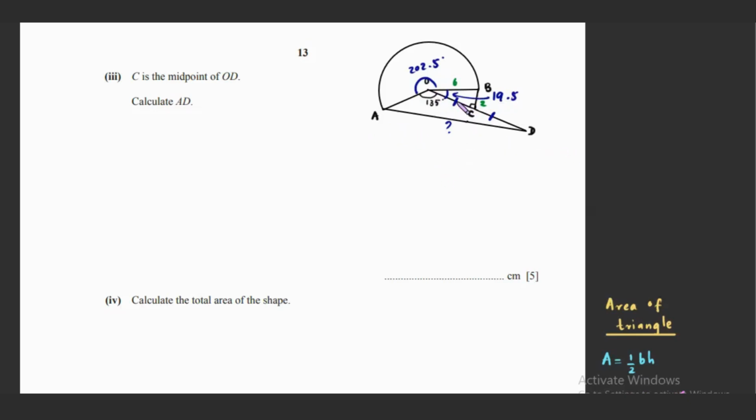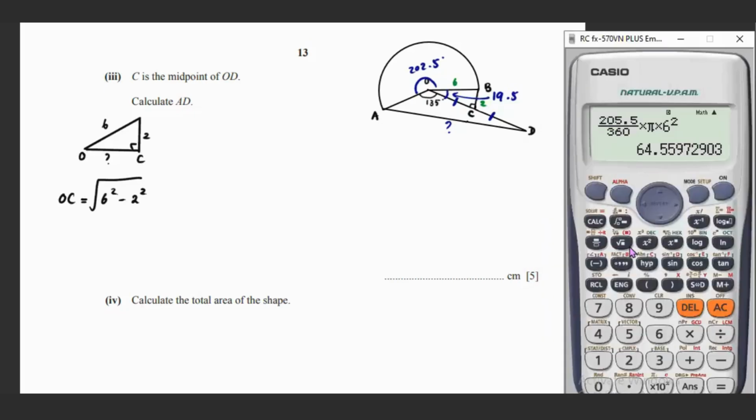To calculate that, I need to first find what OC is. So I'm going to consider this right-angled triangle that is given to us. This side is 6, this side is 2. This is that side OC. So I'm going to first find what this OC is. This is a right-angled triangle, so I can apply the Pythagoras' theorem to find OC. So from the square of the hypotenuse, I deduct the square of the shorter side, and then I have to square root it. That will give us what OC is. So let's put this in the calculator and see what we get.